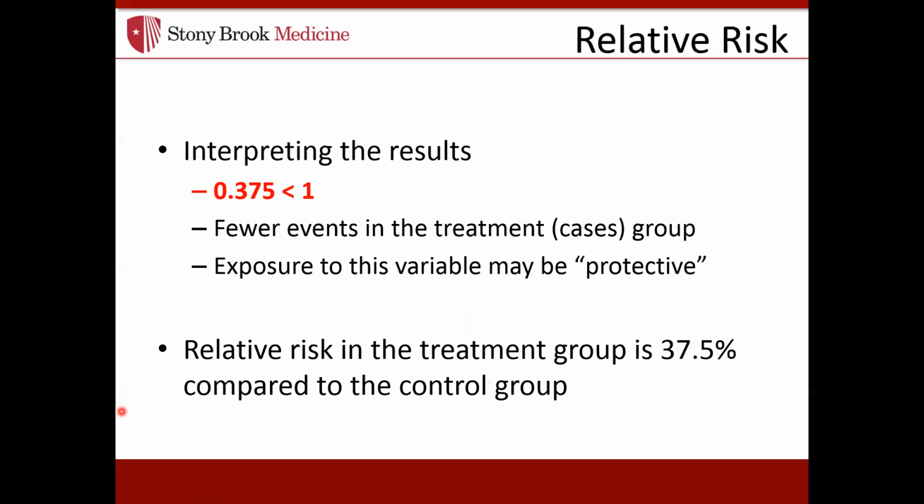So interpreting the results, you have 0.375 as your relative risk, which means that there are fewer events in the treatment or the cases group. So this exposure to this particular variable may be considered protective. How would you like to describe that? As relative risk in the treatment group is 37.5% compared to the control group.